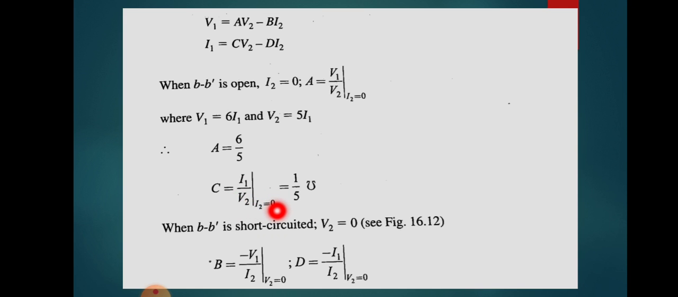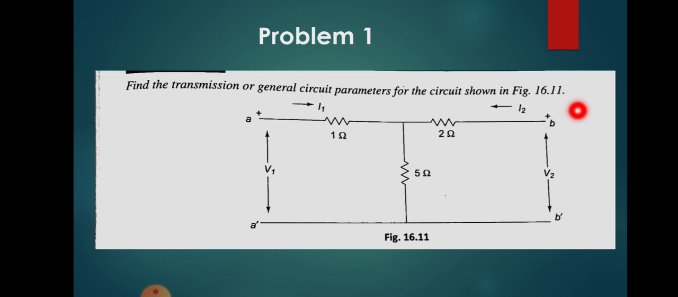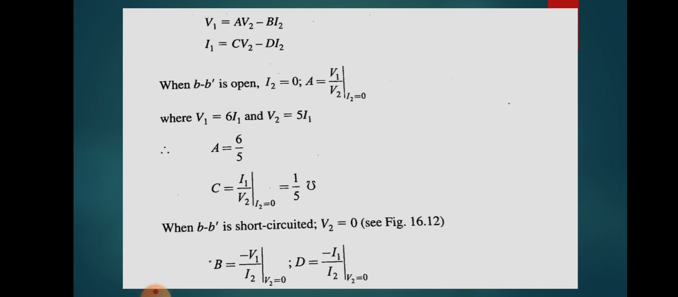Next you want to find out these B and D quantities. For that, now you have open circuited BB dash, and now you have to short circuit BB dash. What will happen when you are short circuiting BB dash? When it is short circuited, V2 will become 0. That is V2 equal to 0. So when V2 equal to 0, B will be equal to minus V1 by I2 at V2 equal to 0. So when V2 equal to 0, this term will become 0, this also becomes 0.